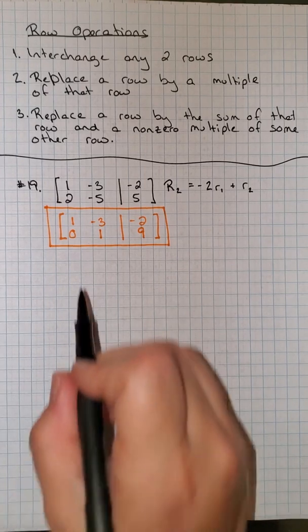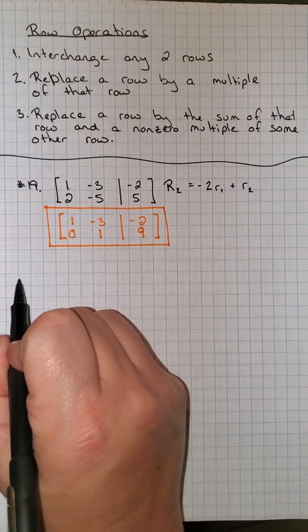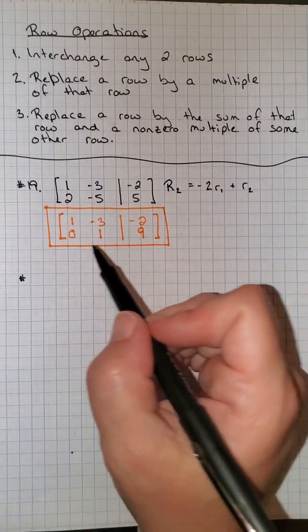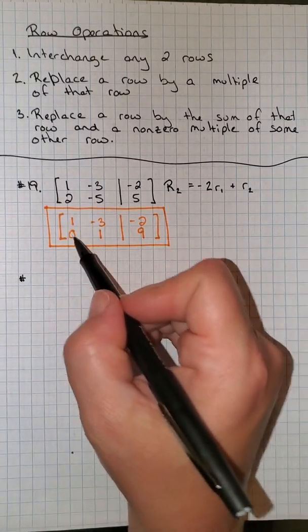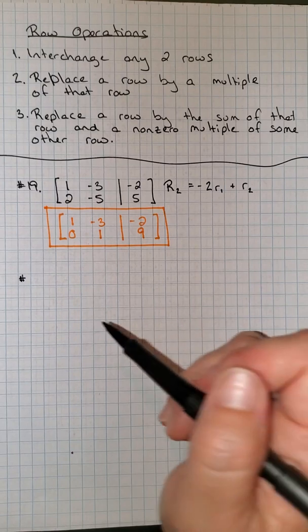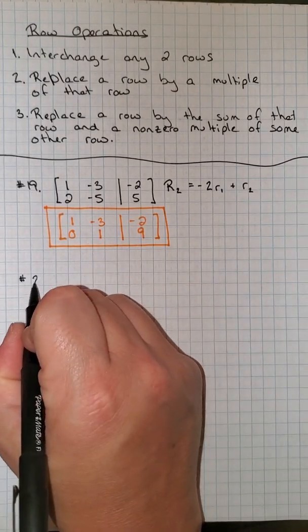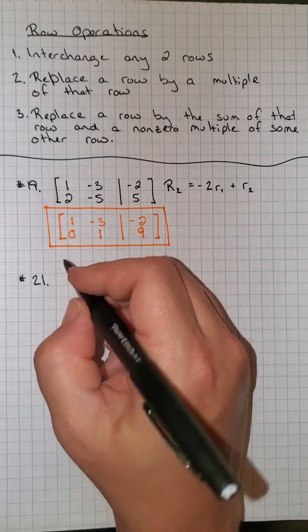And just so you know, we're going to be getting into reduced row echelon and row echelon form. And this one is in row echelon because you have a diagonal of 1s and there's a 1 here. So it actually means that y equals 9. But we're not quite there yet. That's a good example of it.